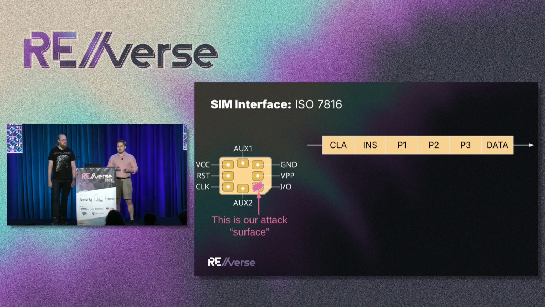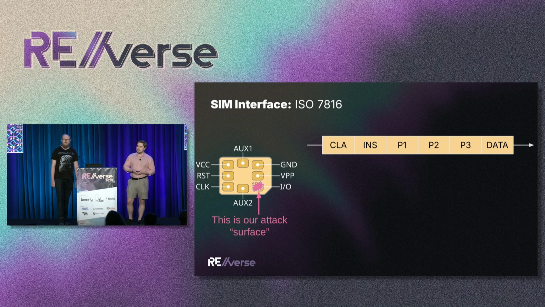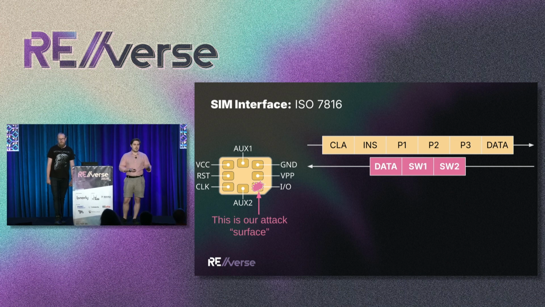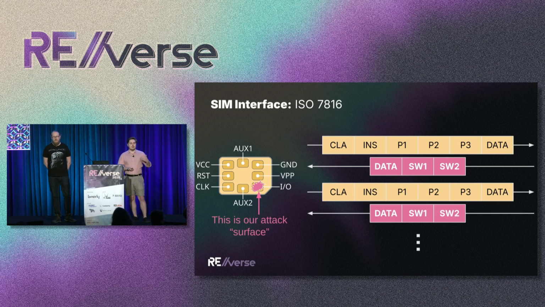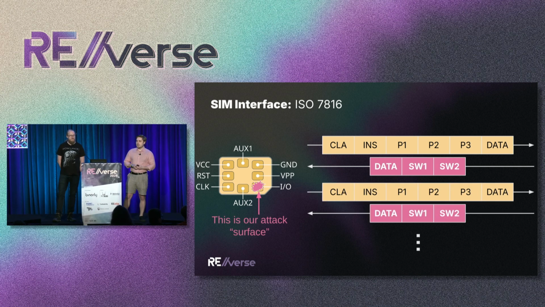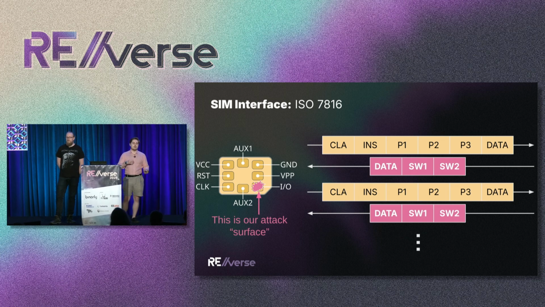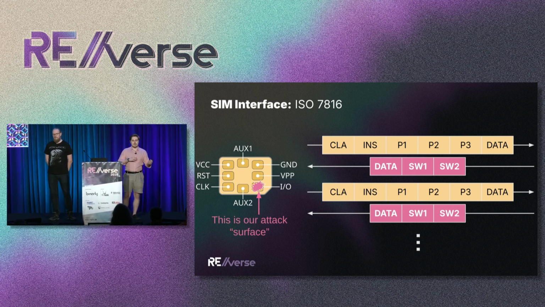And the way that this works is this. The phone will send a command that looks roughly like this. There's a class, instruction, parameters, and some data, the data being optional. And once this is sent, the SIM produces a result, a response in the form of data, which is also optional, and a status word made up of 2 bytes, SW1 and SW2. And this goes back and forth, repeats over and over again, essentially forever. But what's important to note here is that this flow always goes from the phone to the SIM and never the other way.